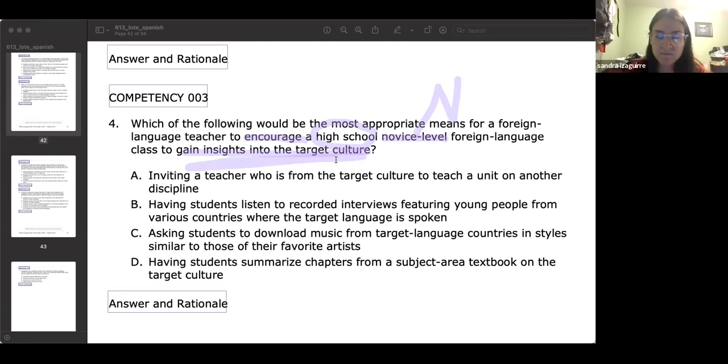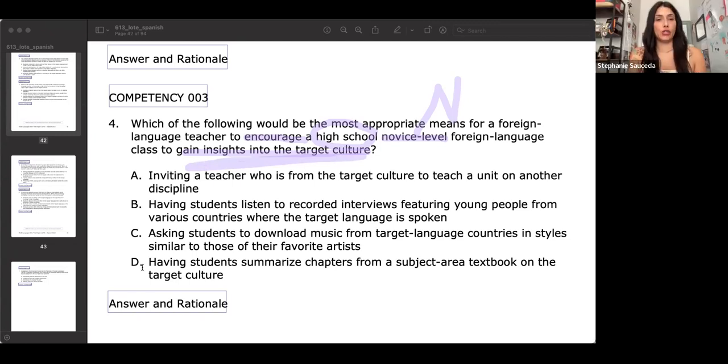Letter D. Letter D, for sure. This is not going to encourage anybody to gain insights. Having them summarize chapters, that's not going to help encourage anything. Typically, students don't like those activities. Sometimes they can't be avoided, but that's not going to encourage anyone to gain any insight on the culture. So let's look at something else.